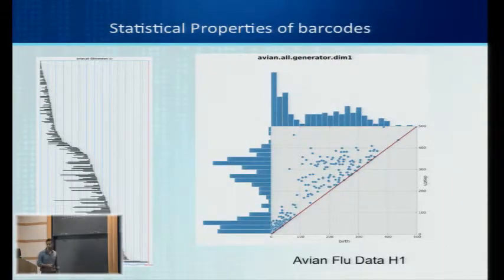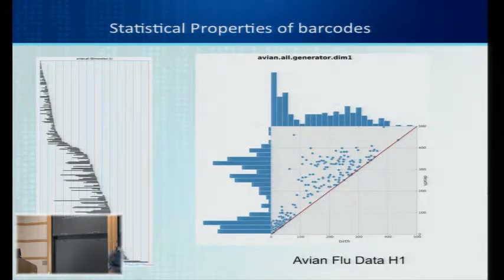So this is another thing that we are working on right now. Again, this is the distribution of this one-dimensional homology. You see that there are tons of bars here. And one of the things that we didn't realize in the first round is that the distribution of bars is not completely random. So we just look at the distributions.